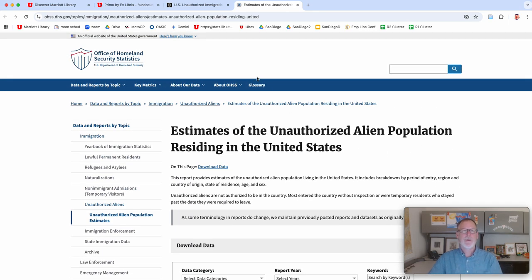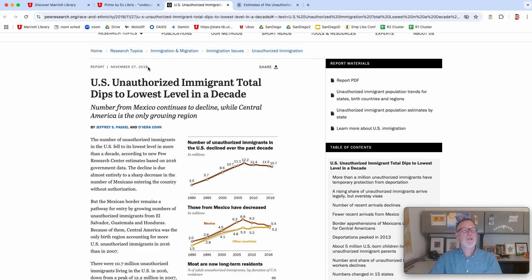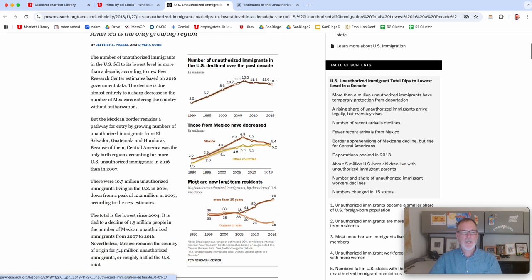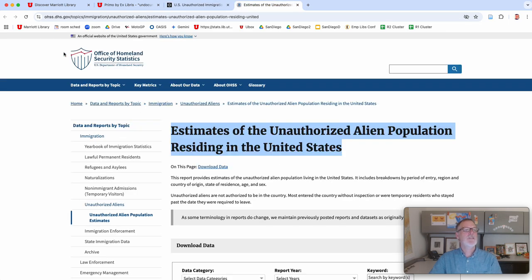So beware. So this one is good. You can just Google this title. The Pew Research Center is really good. There's probably something more recent than 2018. But ultimately, they're all going to be pointing to different data sets. So look for those and see if you can find those in the catalog or just out on the open web, like this Office of Homeland Security.